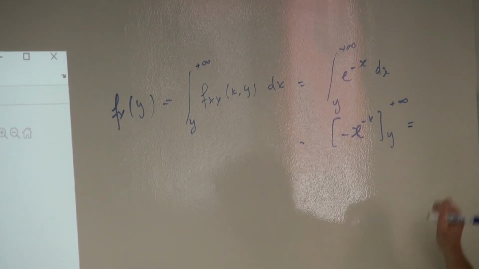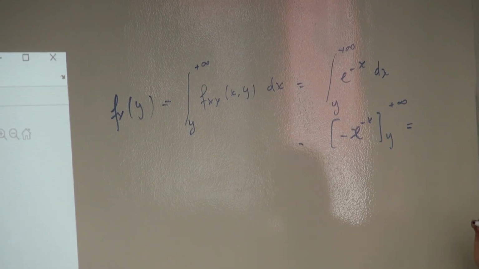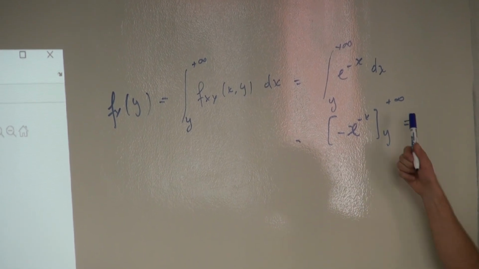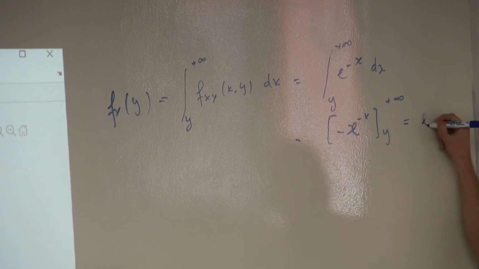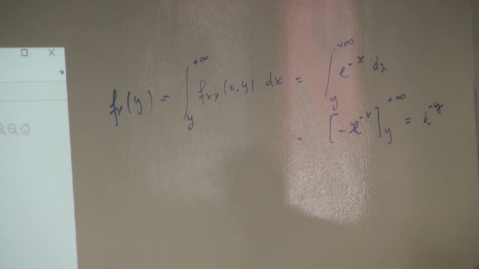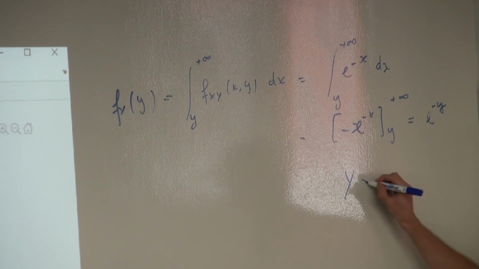And this is equal to? When you put here, this goes to 0, no? Minus e minus y. See? So, what is the distribution of y?